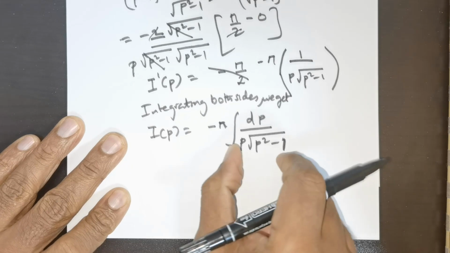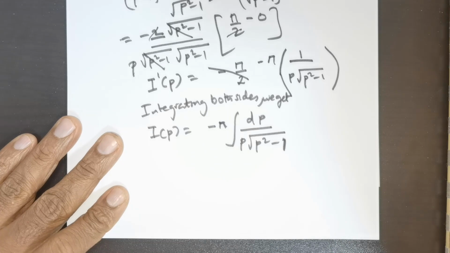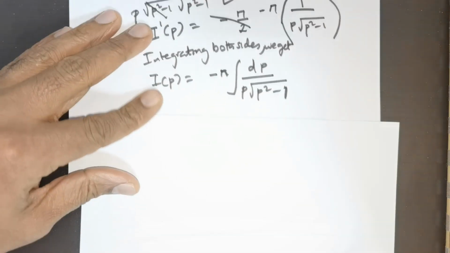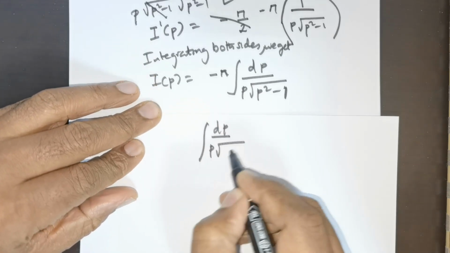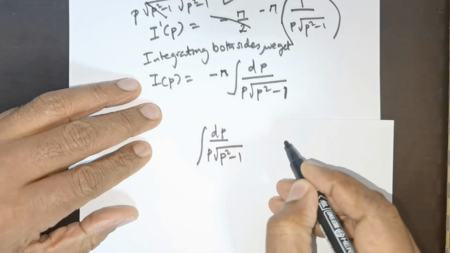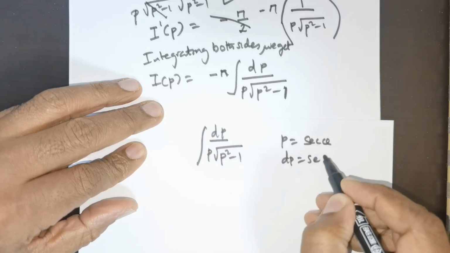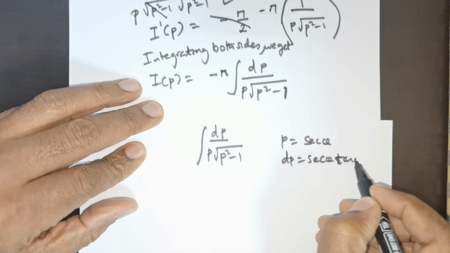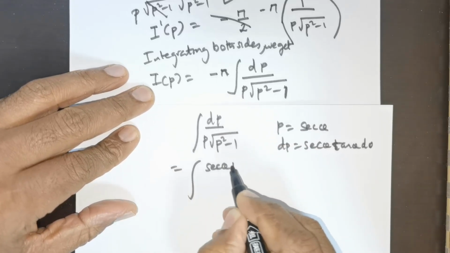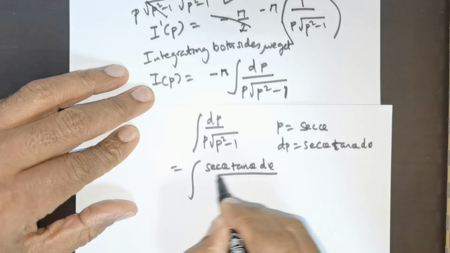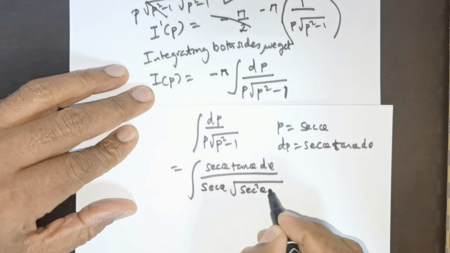Okay, fine. Now we need to integrate this, right? So how are we going to integrate? Let me show you that. Let me go to a new page. Now we considered integral dp over p times root of p squared negative 1. Now let me take p to be equal to some secant theta. So dp is equal to, differentiation of secant theta is secant theta tan theta d theta. Substitute it here. This is going to be secant theta tan theta d theta divided by secant theta root of secant square theta negative 1.